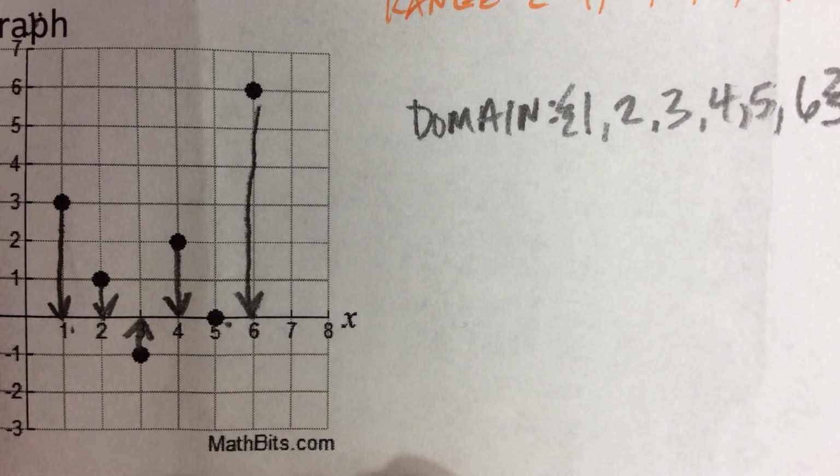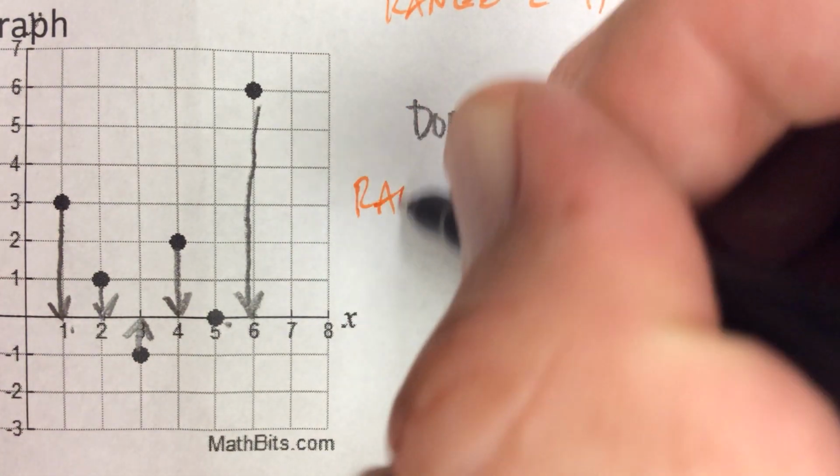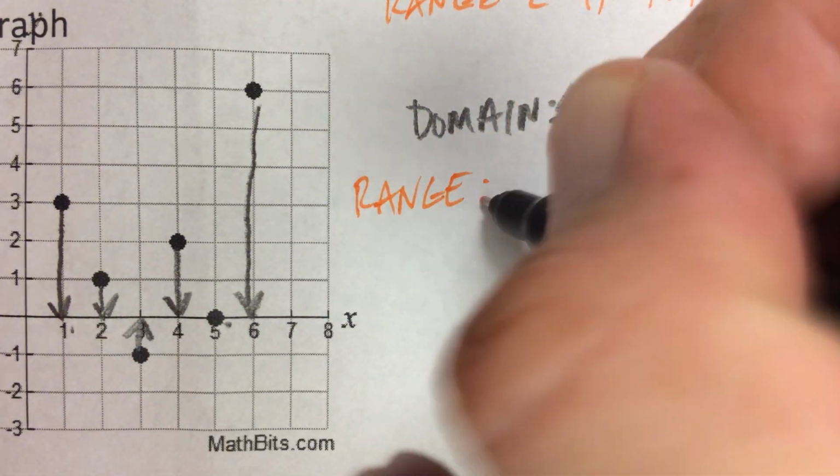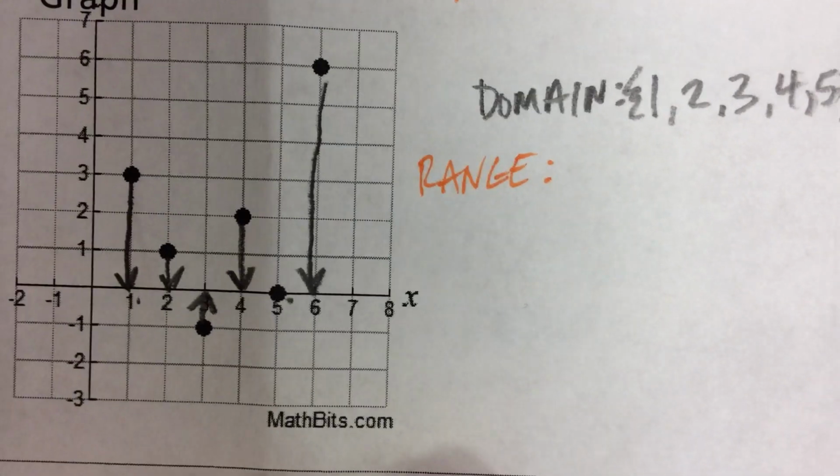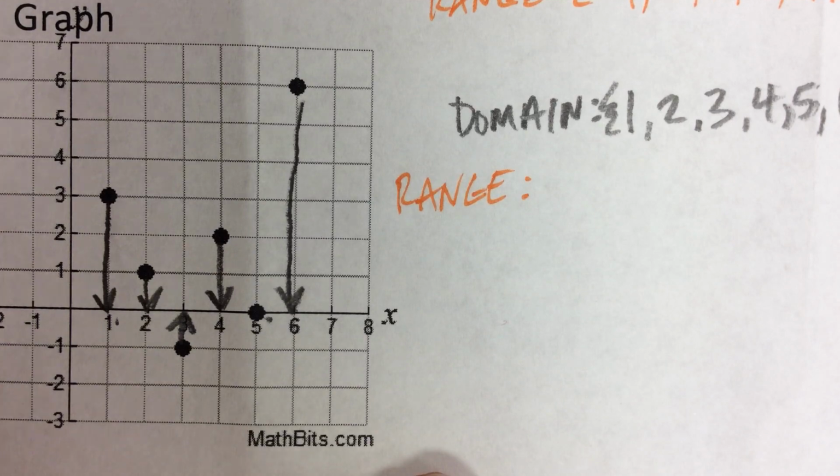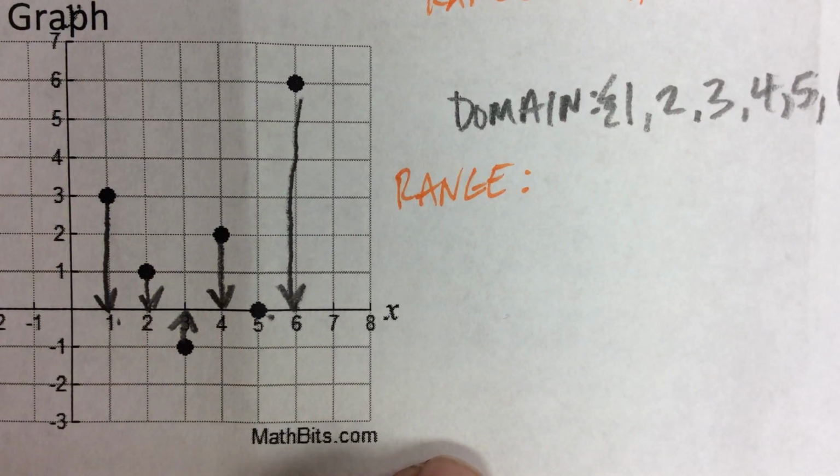Now, let's find the range. Now the range is the y values. So instead of drawing a line to the x-axis, now I want to draw a line to the y-axis and see what number that is. With the x's, I started at the left because on the x-axis, the smaller numbers are on the left. With the range, I'm going to start at the bottom because the smaller numbers are going from the bottom to the top. So here's my first dot starting from the bottom.